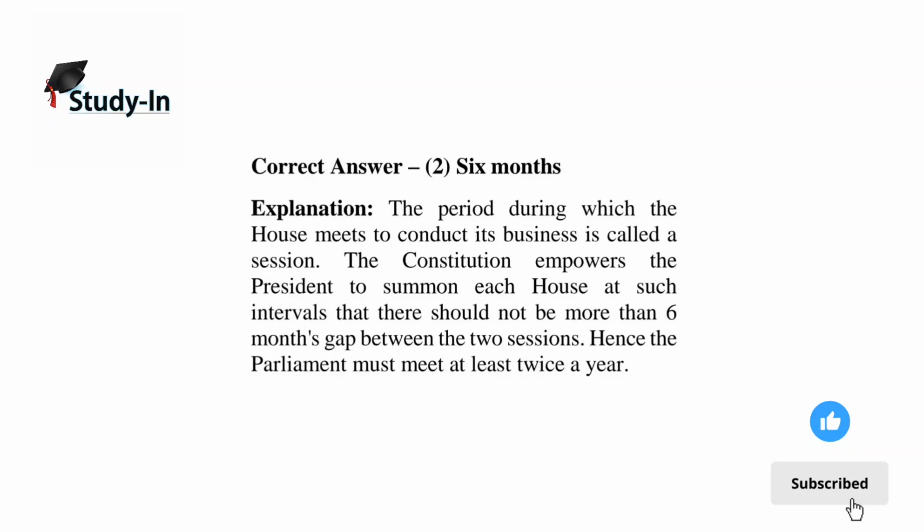The period during which the House meets to conduct its business is called a session. The Constitution empowers the President to summon each House at such intervals that there should not be more than 6 months gap between the two sessions. Hence, the Parliament must meet at least twice a year.